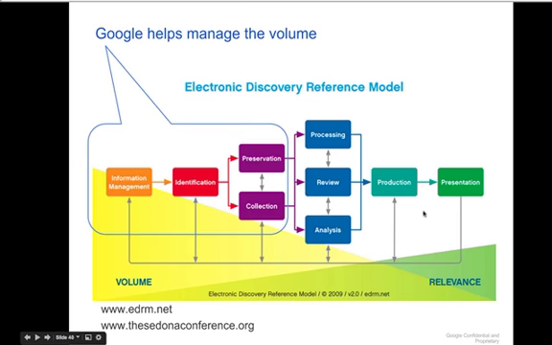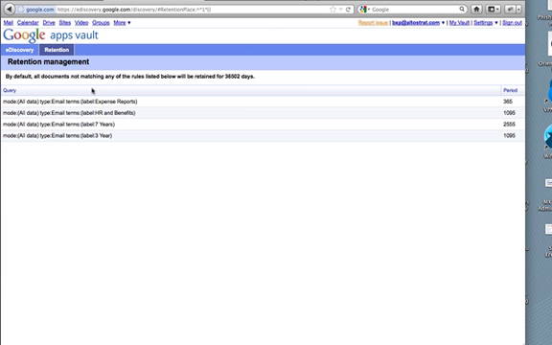So another way of thinking about that is that Google, with Vault, helps you manage the high volume of information so that you can identify pieces which might be relevant and then collect and preserve them. So let's take a look at Google Vault in action.